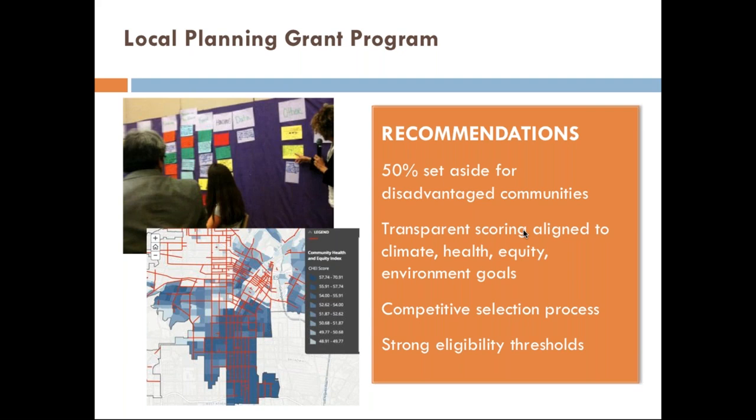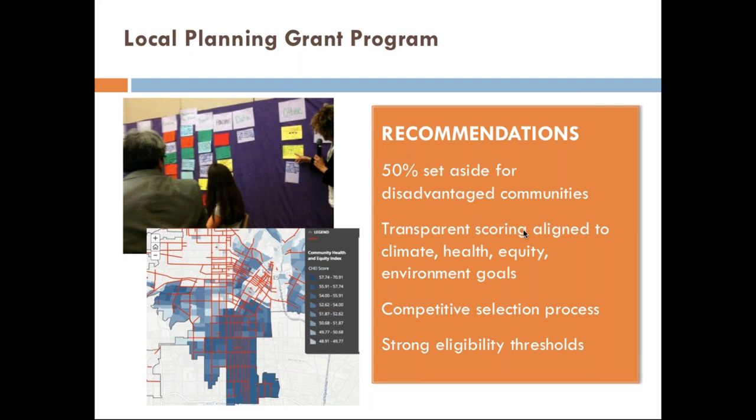And so rather than setting aside a formula and giving half by default to regional agencies, we believe that there should be a competitive process to make sure that the most needed and the most valuable planning gets funded. And then last is that there be strong eligibility thresholds, and this becomes particularly important if any funds are to be given out by formula. The money is designed to go to planning that's beyond business as usual, not just to backfill the regular old planning or model upgrades.